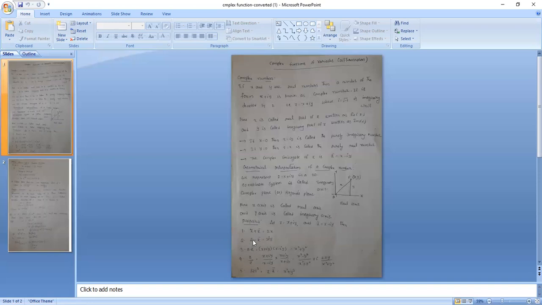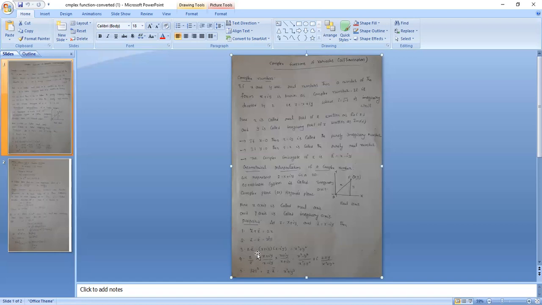Okay. Suppose first one, z plus z bar equal to 2x. z plus z bar equal to 2x means adding a complex number and its conjugate, that is 2x. z minus z bar equal to 2iy. Subtracting a complex number and its conjugate, that is 2iy.